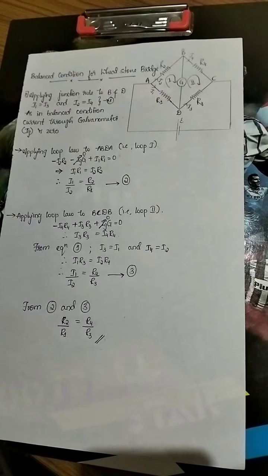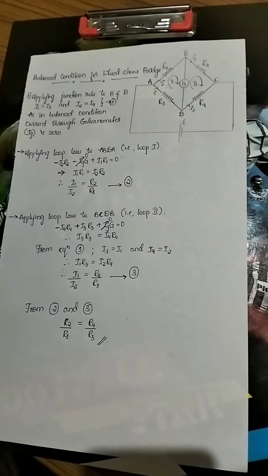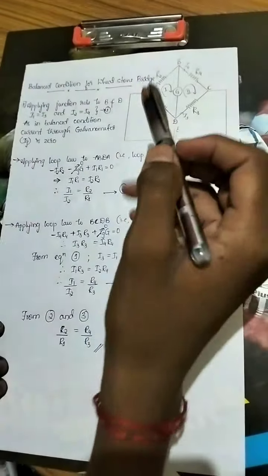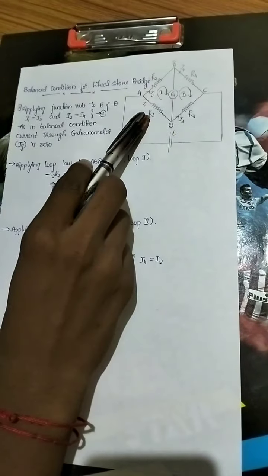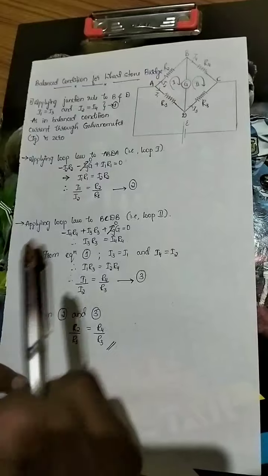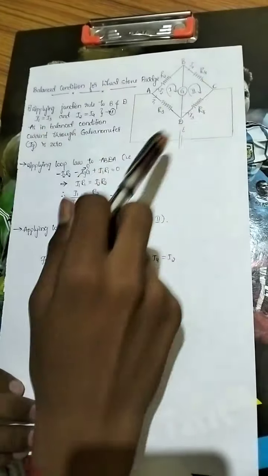Today we are going to see an important derivation for class 12th on the balance condition for Wheatstone bridge. Here we have a diagram consisting of 4 resistors, namely R1, R2, R3 and R4. We can see that they are connected across the arms or joints A, B, C, D.